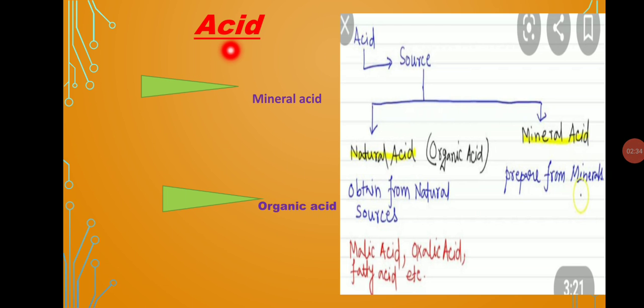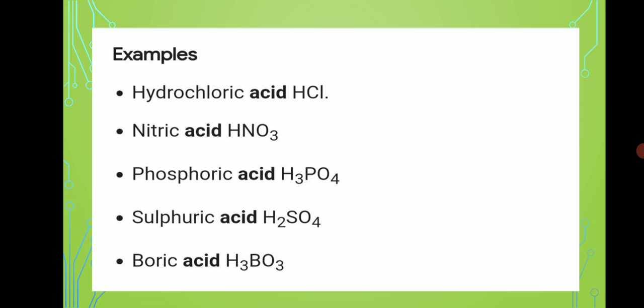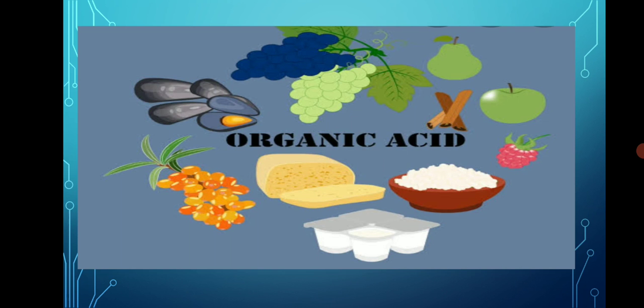Acids are classified into two categories. One is mineral acid, the second is organic acid. The mineral acids are those prepared from the minerals present in the earth. For example, hydrochloric acid, HCl, nitric acid, HNO3, phosphoric acid, H3PO4, sulfuric acid, H2SO4, and boric acid, H3BO3.